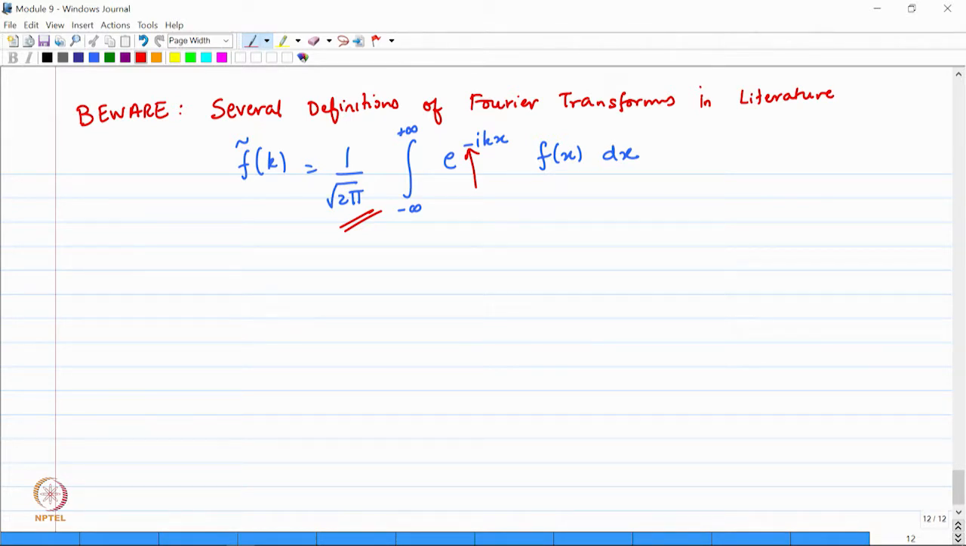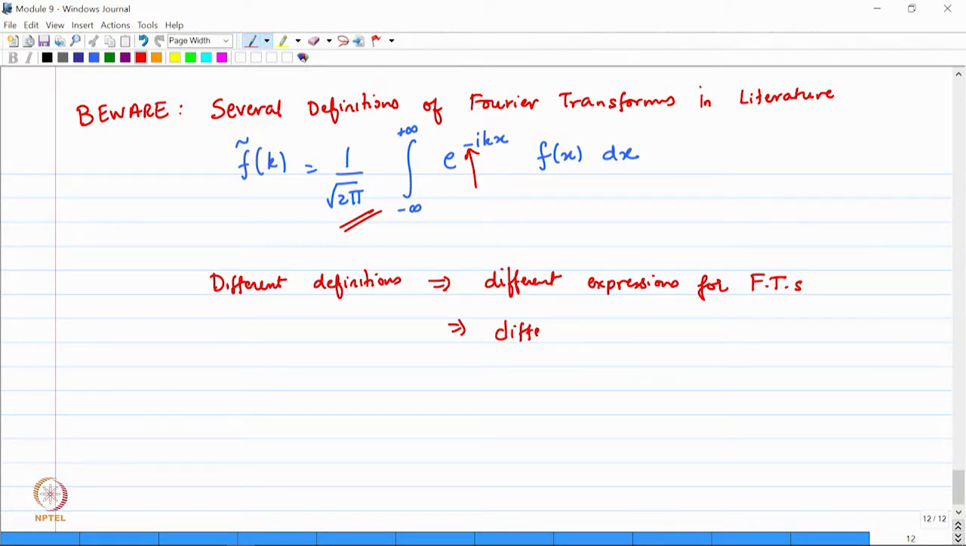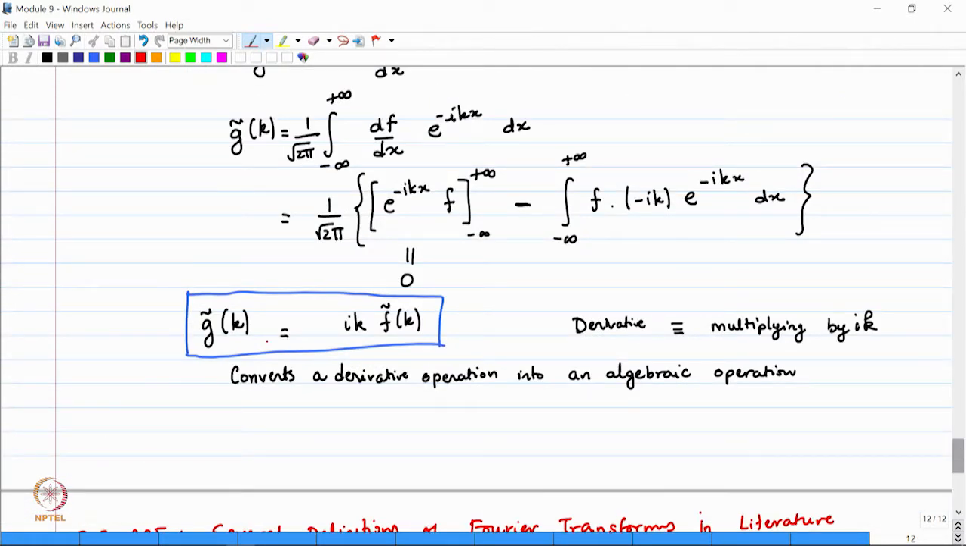So, these different definitions will always lead to different expressions for Fourier transforms, and typically they have different factors in derivatives. When we took the Fourier transform of the derivative, we had a factor of i k.